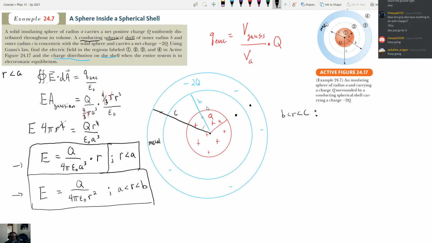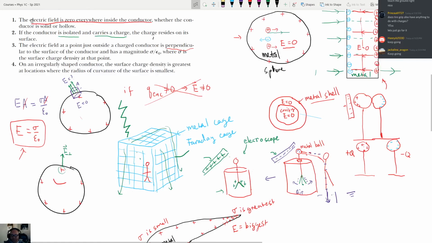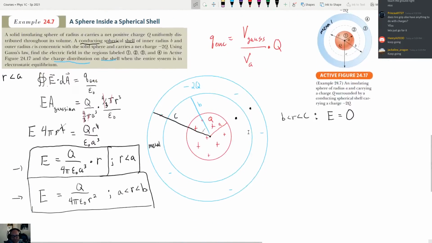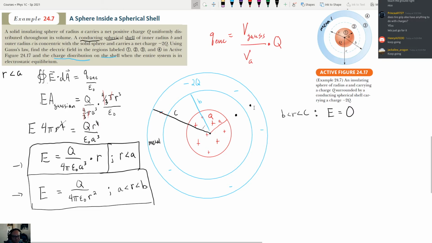Right here, this piece is a metal. Right? So can anyone tell me, what would the electric field in that region be? It's got to be 0. Yeah, it's 0, exactly. And that just goes back to number 1 right here. The electric field is 0 everywhere inside the conductor, whether the conductor is solid or hollow. And even though there's an external field in the region, it doesn't matter. It's a piece of metal. So that's it.